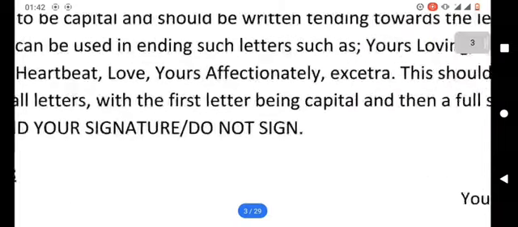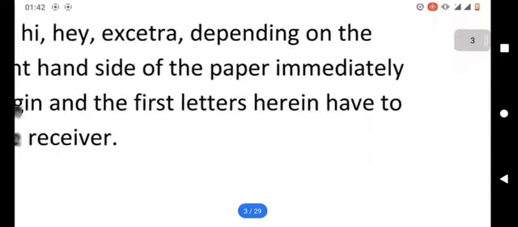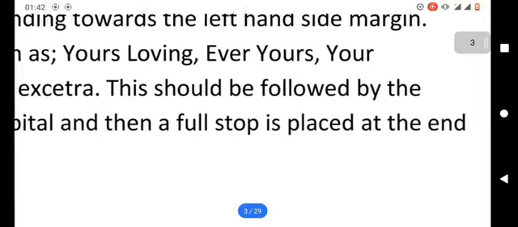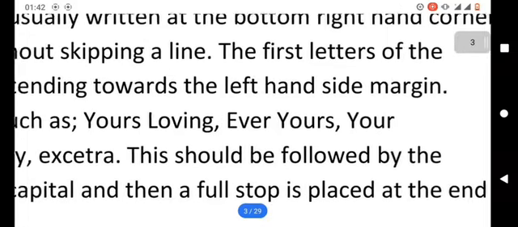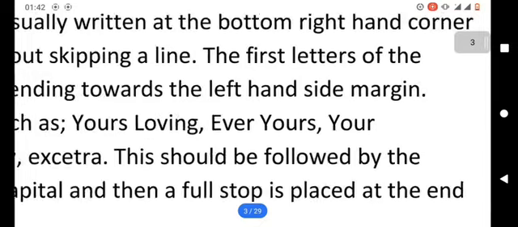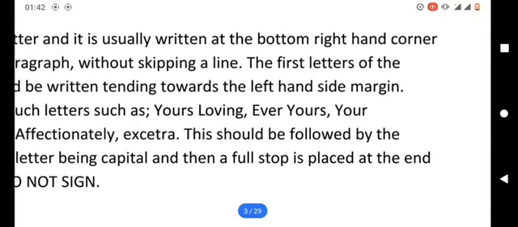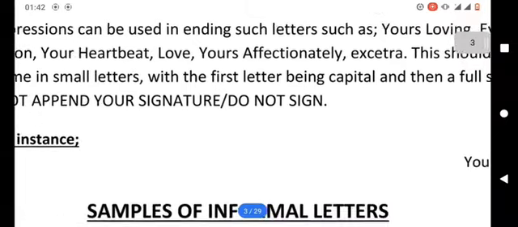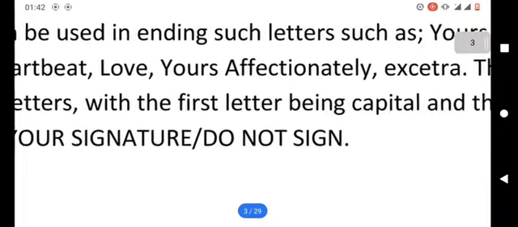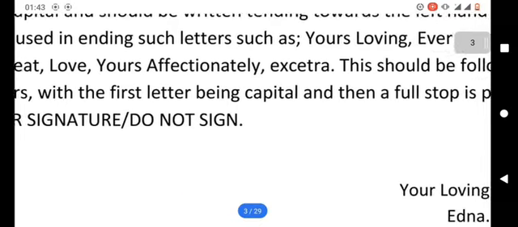The expressions we use when ending these letters include yours loving, yours ever, ever yours, your son, your daughter, yours affectionately, and many others. Please note, in informal letters, we don't sign.